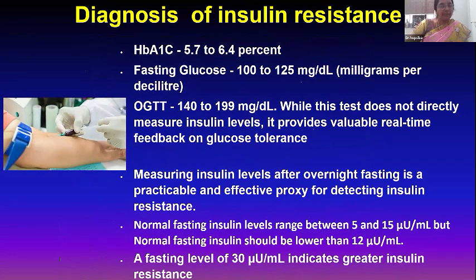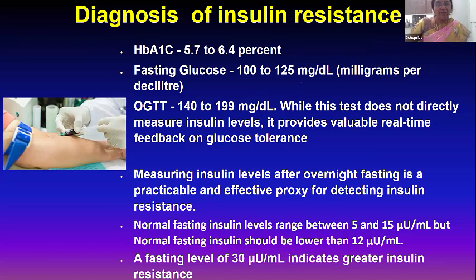Hemoglobin A1C can be done. It should be between 5.1 and 6.4. Fasting blood glucose and OGTT. While this test doesn't measure insulin, it provides valuable feedback on glucose tolerance, and measuring insulin level after overnight fasting is an effective proxy for insulin resistance.